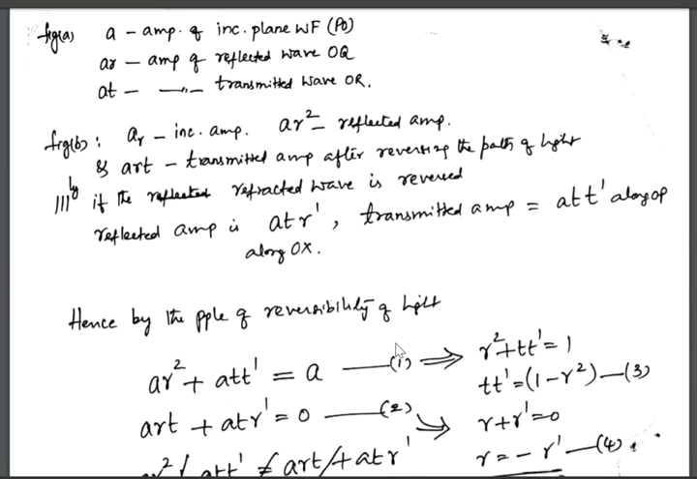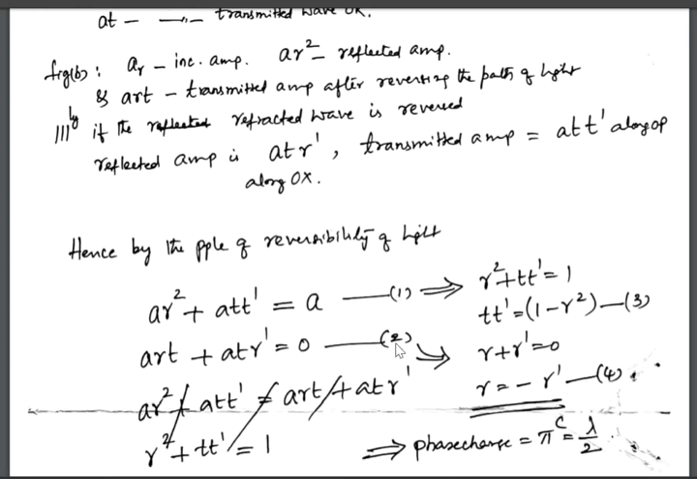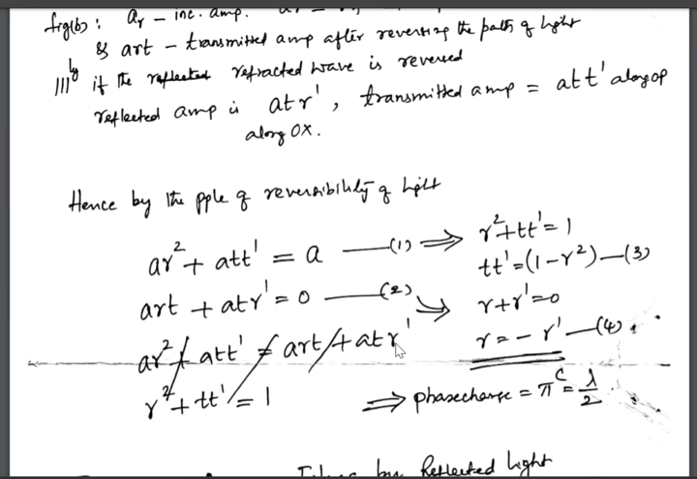In figure A, A denotes the amplitude of the incident plane wavefront PO, AR the amplitude of the reflected wave OQ, and AT the amplitude of the transmitted wave OR. In figure B, AR is the incident amplitude, AR square is the reflected amplitude, and ATR is the transmitted amplitude after reversing the path of light.